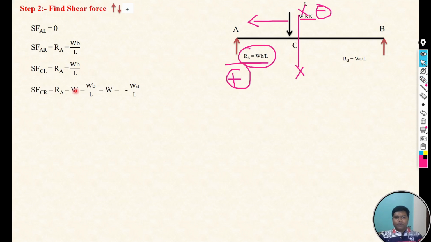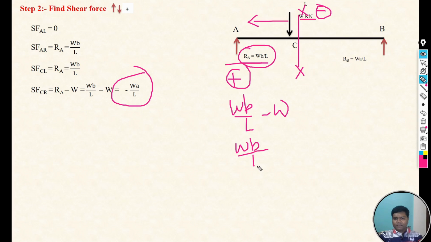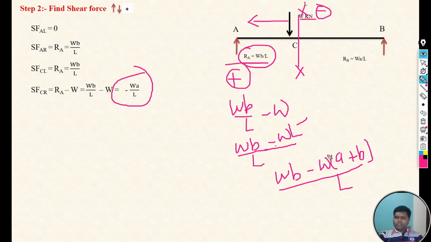So RA minus W, where RA is WB by L minus W. Just take the cross multiplication, as they have calculated WA by L over here. So WB by L minus W. So it is WB by L minus WL. Now put L equals A plus B. So that is WB minus W(A plus B), whole divided by L.